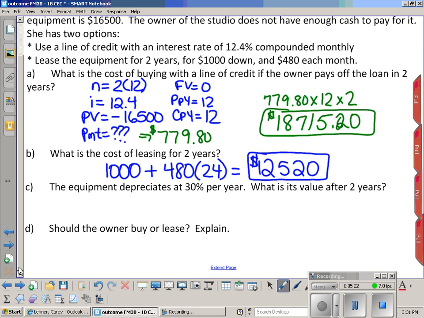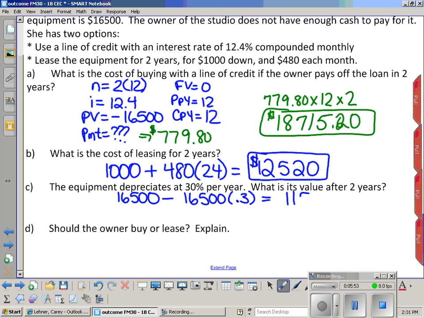The equipment depreciates at 30% per year. So what is its value after 2 years? All right, so if she was still to have it, how much is it actually worth? So if it depreciates, what we do is we take the original amount and we need to subtract off the depreciation. The depreciation is 30% of the amount. So 30% is calculated as 0.3 when we are going to find the percent. So we're finding the percent of the original.